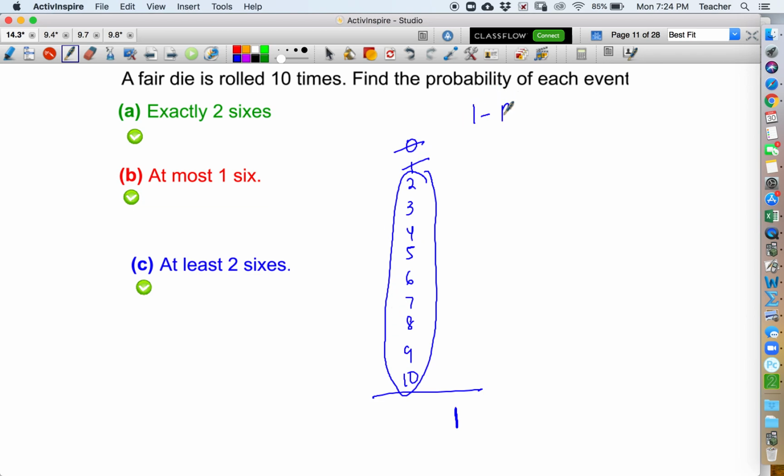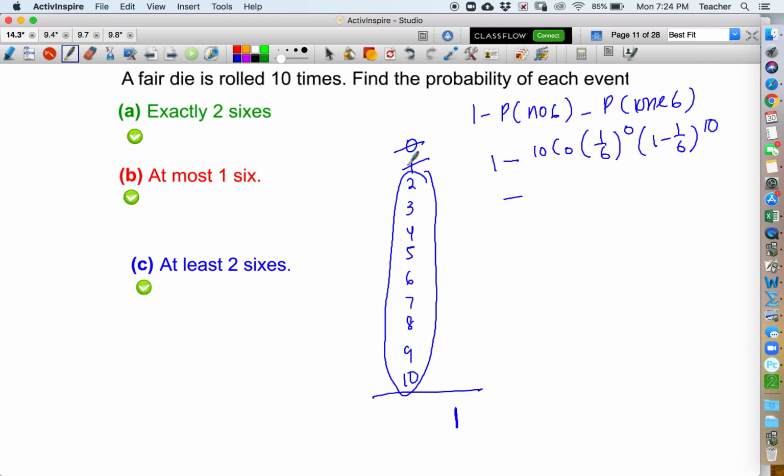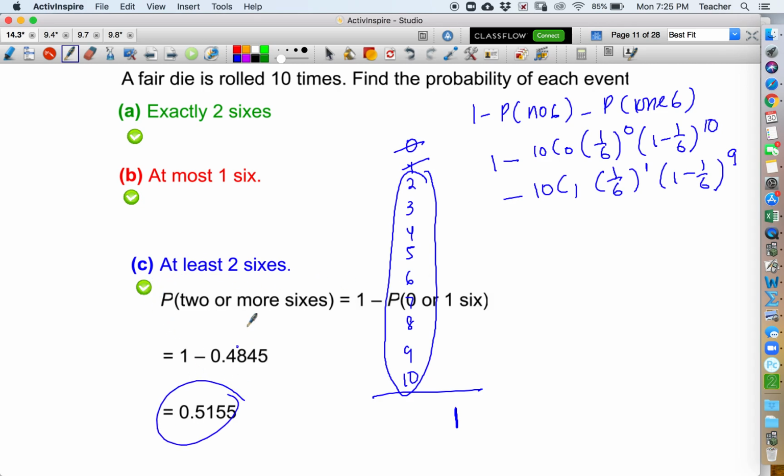So 1 minus the probability of no 6 minus the probability of one 6. So 1 minus no 6 will be out of the 10, you're going to get no 6. The probability of getting a 6 is 1/6 to the 0. 1 minus 1/6 will happen 10 times. And you're going to subtract this one right here: out of the 10, you want one of them to be a 6. The probability of getting a 6 is 1/6. That will happen 1 time. 1 minus 1/6 is going to happen 9 times. And that's the probability right there.